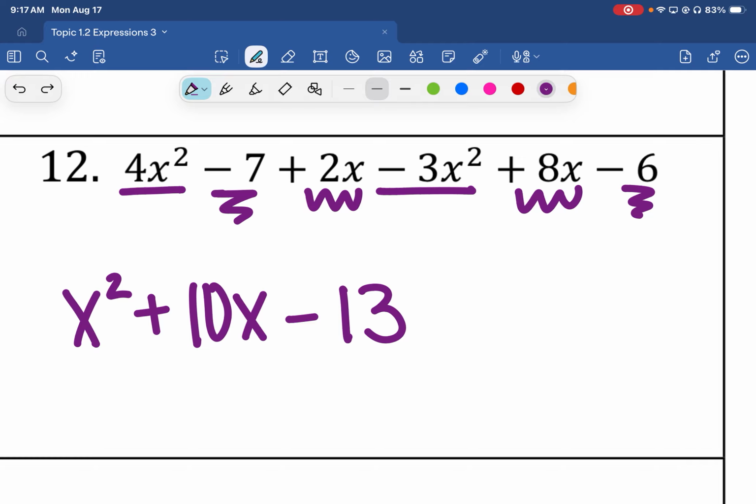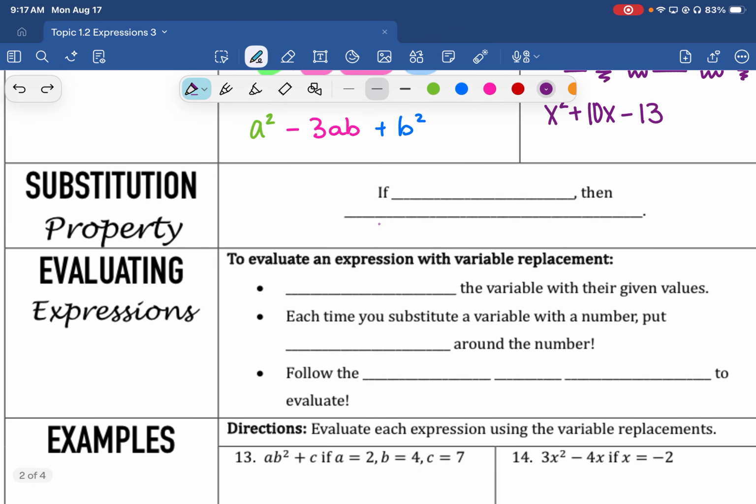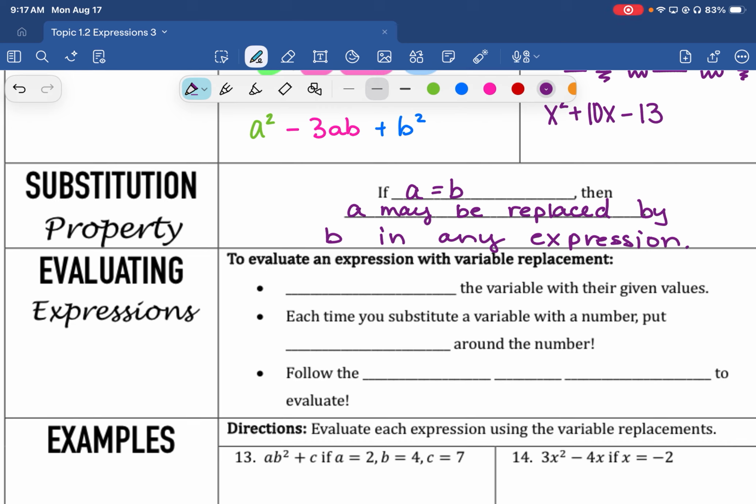All right. So now we're going to look at substitution. That is technically all what our bell ringer was this morning, right? And so we're going to go ahead and fill this part in. The substitution property says that if A is equal to B, then A may be replaced by B in any expression. So that just means that if two things are equivalent, you can use them interchangeably, okay?